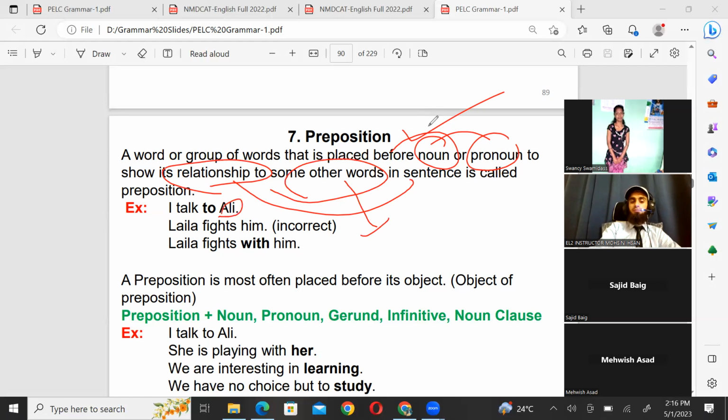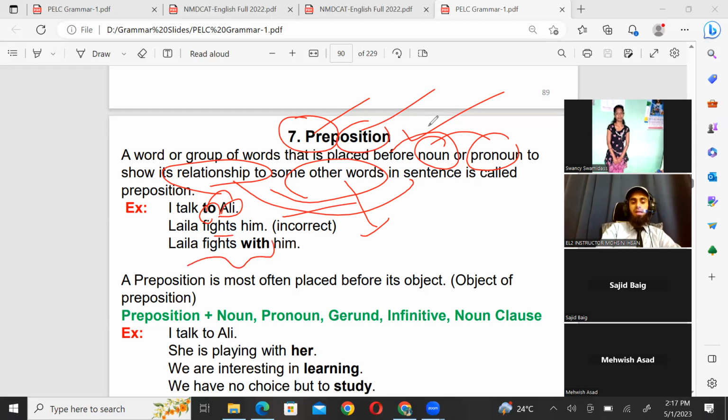Ali is a noun. We use a preposition before it: I talk to Ali. Now the relationship of Ali with my talking, with the words I talk, is shown to us by the preposition. Pre, before; position, the location, the place. Laila fights him. Here there is no preposition.